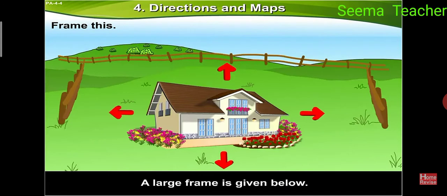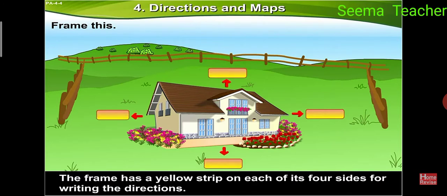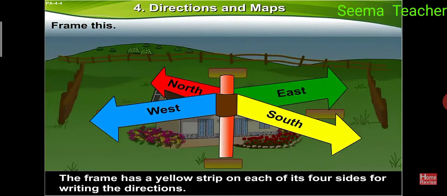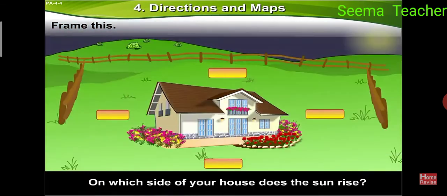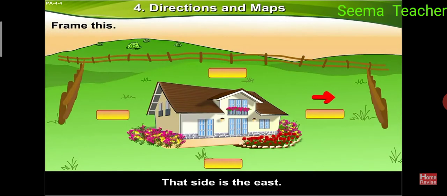A large frame is given below. Your house is at the center of the frame. The frame has a yellow strip on each of its 4 sides for writing the directions. On which side of your house does the sun rise? That side is the east.